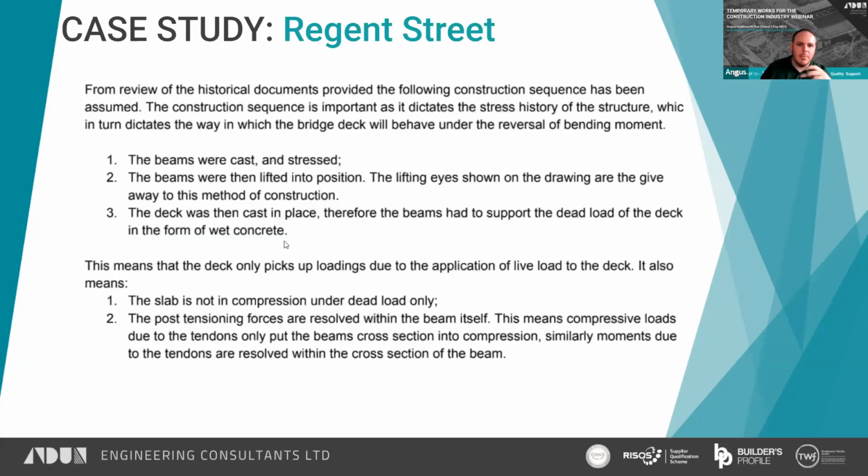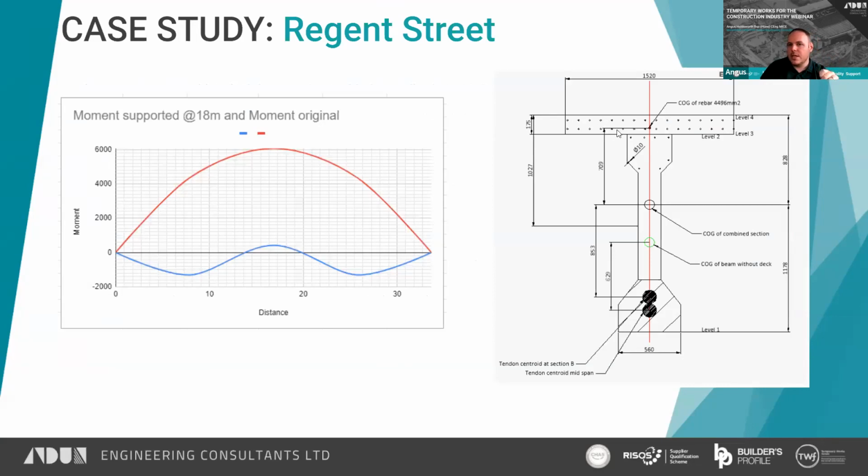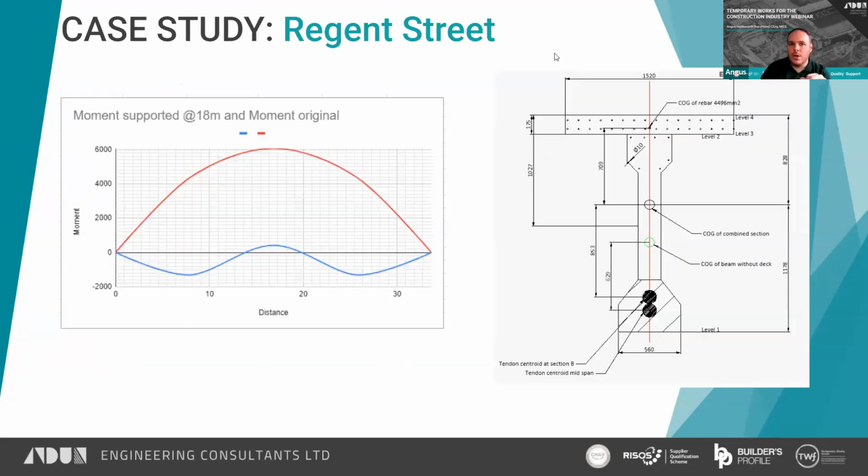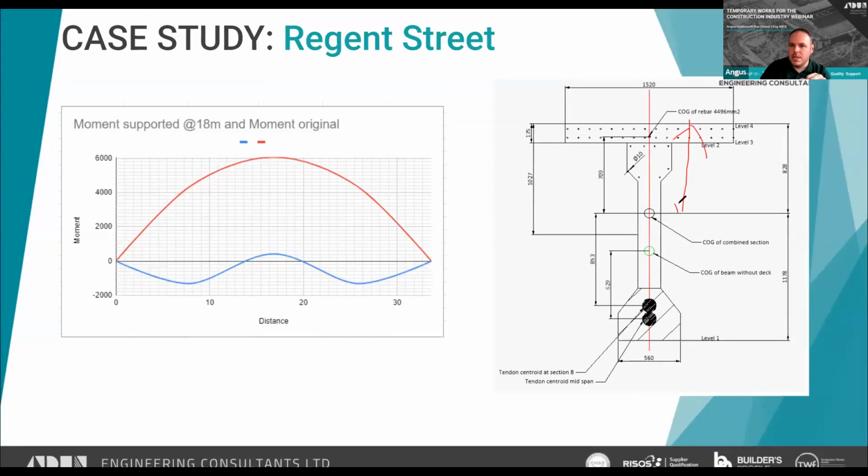The deck was then cast in place, which means that the beams had to support the dead load of the wet concrete. That therefore means that the deck up here isn't in compression under the dead load on the structure. So that means that when there's no live load applied to the structure, there's pretty much zero longitudinal compressive stress in that slab. Now that's important because when we start putting it to hogging, everything above the centroid here will start going into tension.